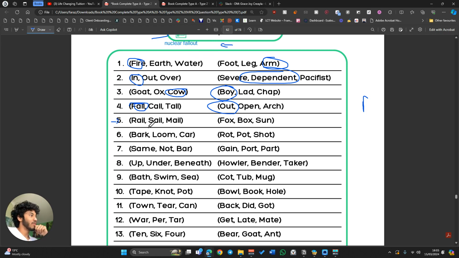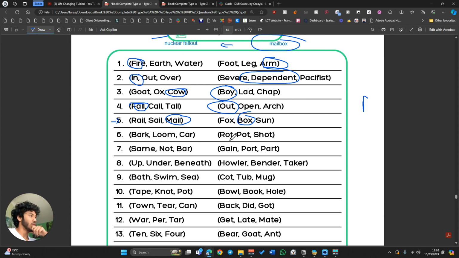Question 5. Rail fox, rail box, rail sun. Sail fox, sail box, sail sun. Mail fox, mailbox. There we go, mailbox. And again, obviously, this does work as one whole word. You don't have to have them as separate.